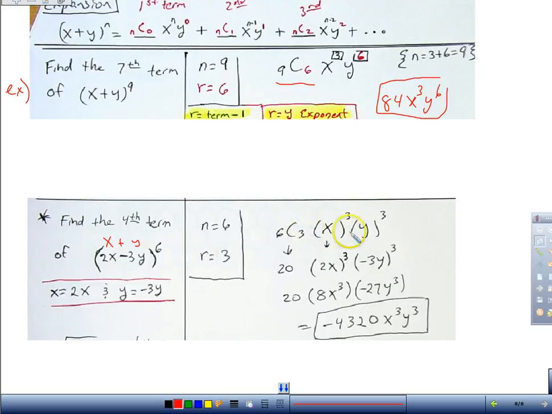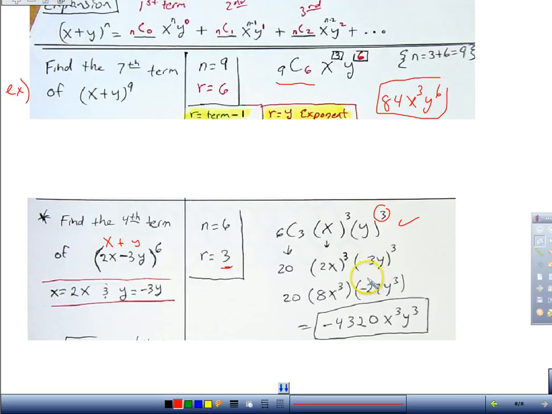Okay, so here's my setup. You start by taking this 3 and putting it there. And then the exponent on the x has to be 3 because 3 plus 3 has to add up to 6. So it's 6 choose 3, x cubed, y cubed. Okay, this is the setup. Now, let's go back to the part that x is not really x. It's actually 2x. So instead of x, let's plug in 2x. Instead of y, let's plug in negative 3y, because that's actually what I have in the problem.